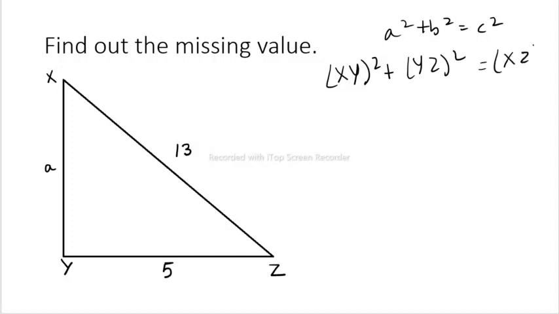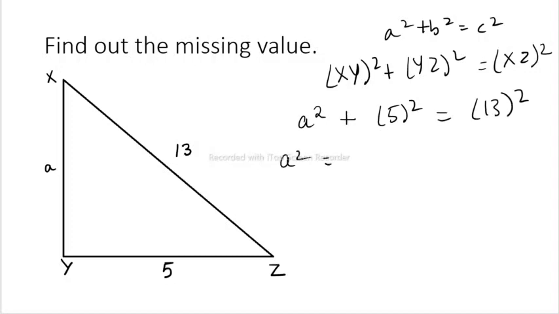It will be useful if you take a variable in place of XY. So basically a square plus YZ, which is 5, so 5 square is equal to XZ, which is 13 square. So that means what? a square plus 5 square is equal to 13 square. Now I am bringing this value to this side. So plus 5 square becomes minus 5 square.